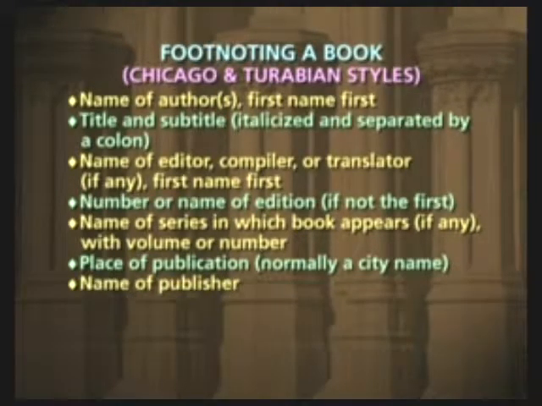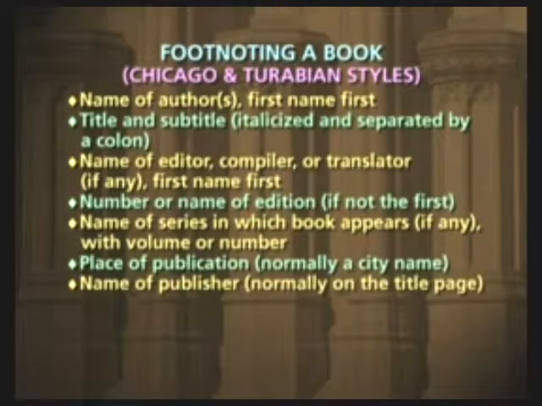Next, the name of the publisher. Again, this normally appears on the title page. Now, in some books, an imprint will be given as well as the name of the overall publishing company. The imprint is like a brand name. For example, this book, The Tipping Point, when we look at the title page, we see that the publisher is listed as Back Bay Books, Little Brown and Company. Back Bay Books is the brand name or the imprint within the larger company, Little Brown and Company.